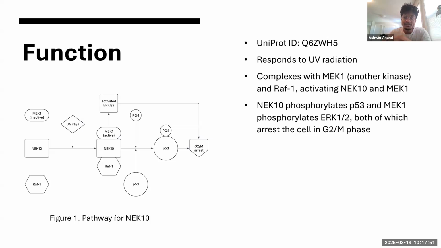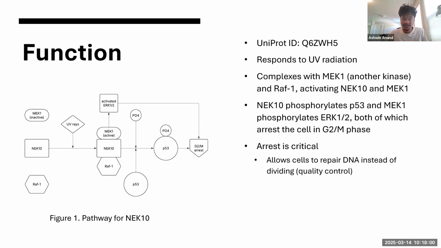What both of these actions do is arrest the cell in G2/M phase. This arrest is a pretty important step in the cell life cycle because it allows cells to repair DNA instead of dividing. It's like a quality control: the cell checks if everything's okay before it divides. This prevents cancer, because it prevents damaged DNA from replicating, which causes further issues. And some chemotherapies actually use this mechanism.